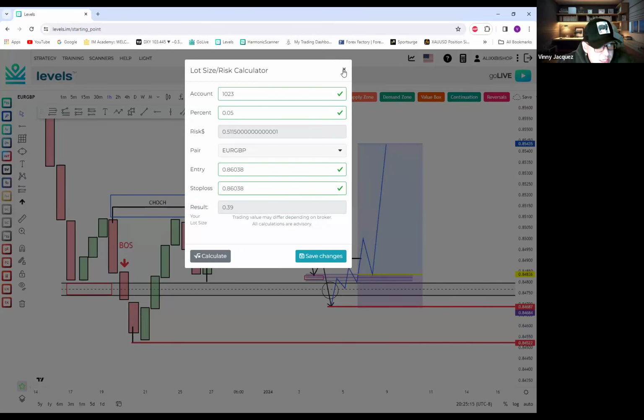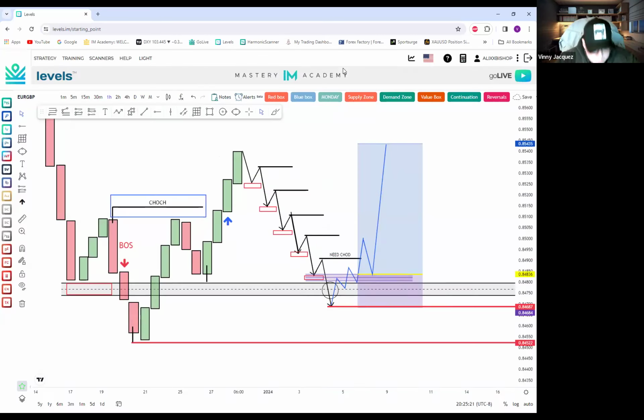Now you can actually access Levels on your phone. All you have to do is make Levels a home screen app. So you go to Safari, right? You log into Levels using your phone, and then there's a button that looks like a box with an arrow. You press that, and you can add Levels to your home screen, and you can start looking at charts and marking up on Levels. That's what I do. It's a cheat code. It's pretty cool, honestly.